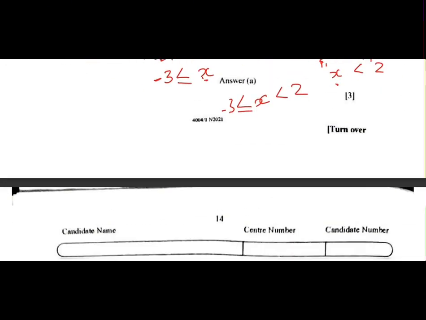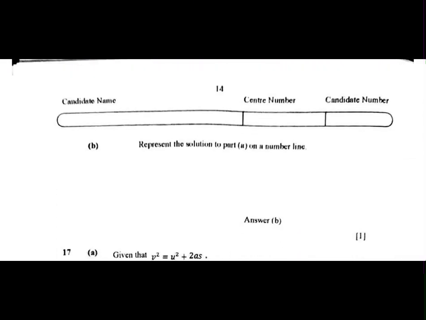Let's move on to the next question, part B. Represent the solution to part A on a number line. This one is the easiest part. This is a free mark. So we just draw a number line.